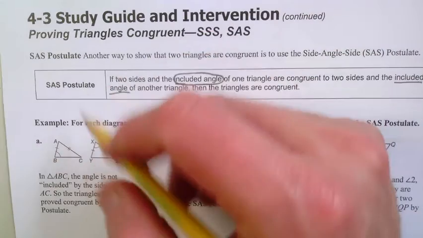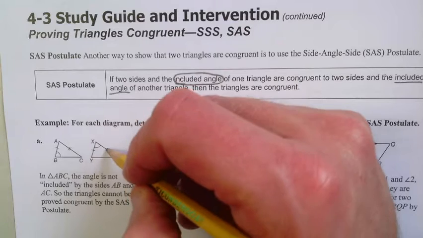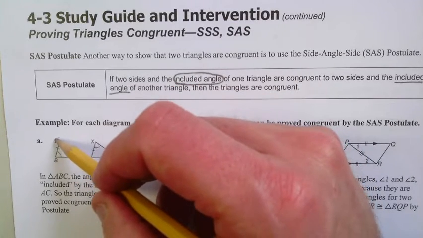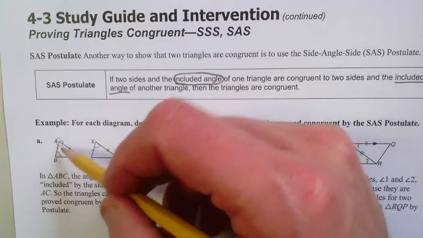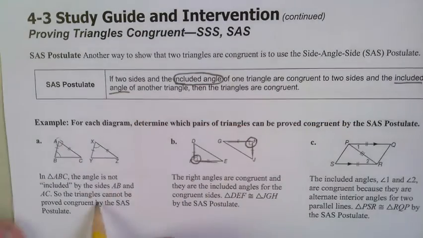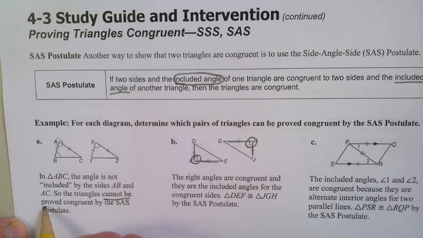If I go over here, this one is marked out like side, angle, side. But if you look over here, this angle, which is between those two sides, isn't the congruent angle. So in this case, the triangles cannot be proved congruent by side, angle, side. And it has to be those same corresponding sides and angles, but it also has to have the included angle.